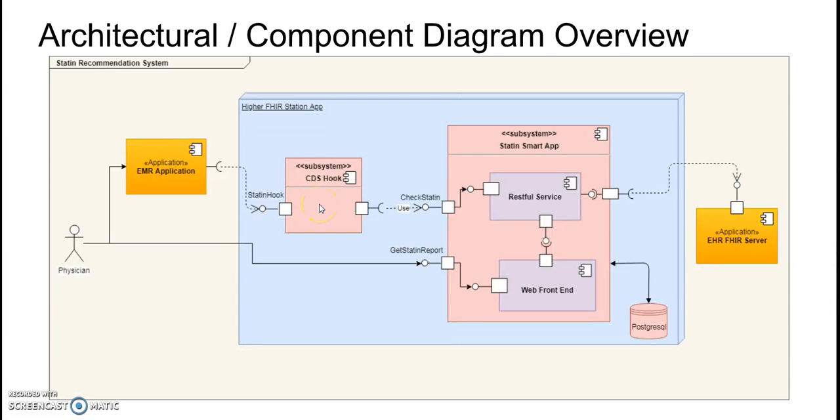This diagram shows the high-level components of the system we are set out to build. In the picture, you can see we will implement a CDS Hooks subsystem, which will be called by the EMR application. This should work with any EMR application which implements CDS Hooks. That CDS Hooks layer will forward the information into our RESTful service, which in turn will call the EHR FHIR server to retrieve the patient information.